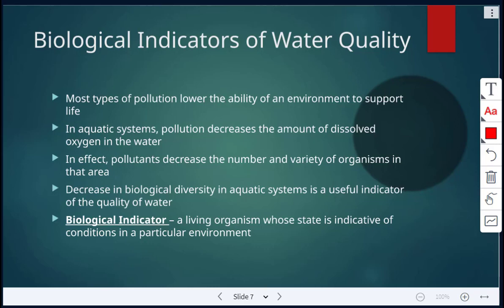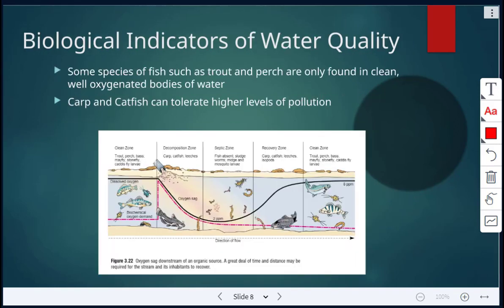So when there's a decrease in biological diversity in aquatic systems, that's an indicator of the quality of the water. When we're talking about a biological indicator, biological means living things. A biological indicator is a living organism whose state is indicative of conditions in a particular environment. So, biological indicators of water quality.